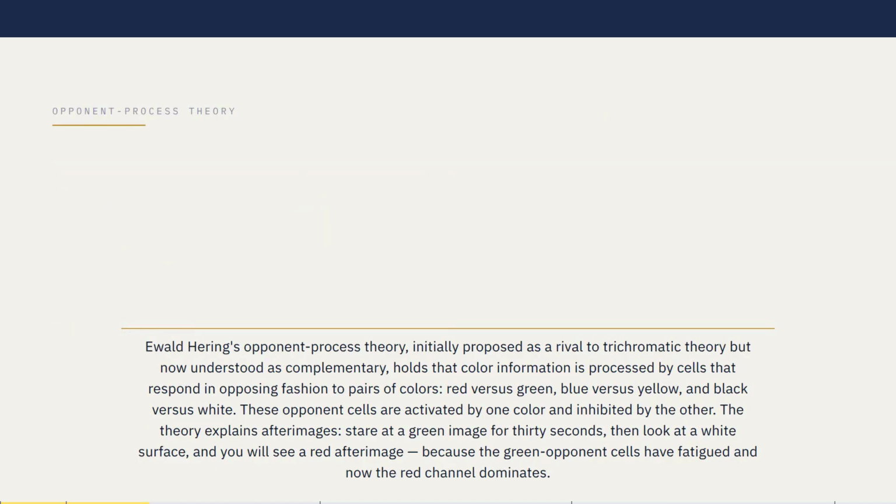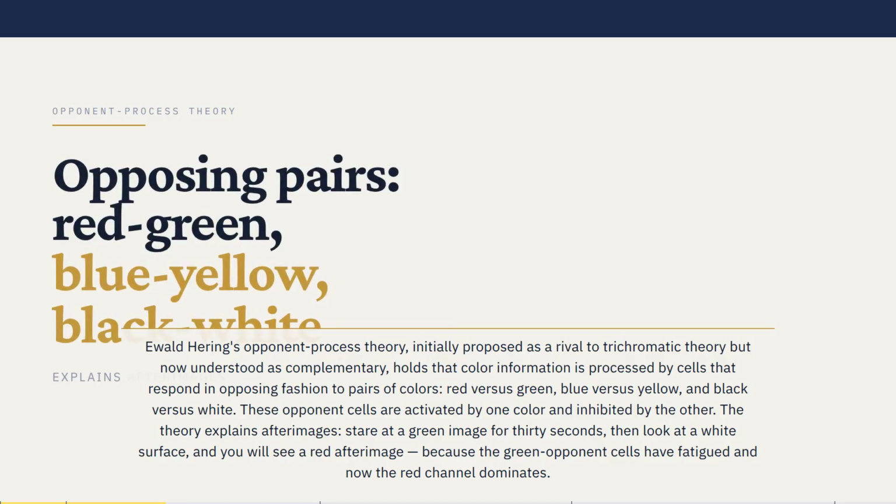Ewald Hering's opponent process theory, initially proposed as a rival to trichromatic theory but now understood as complementary, holds that color information is processed by cells that respond in opposing fashion to pairs of colors: red versus green, blue versus yellow, and black versus white. These opponent cells are activated by one color and inhibited by the other. The theory explains afterimages. Stare at a green image for 30 seconds, then look at a white surface, and you will see a red afterimage, because the green opponent cells have fatigued and now the red channel dominates.